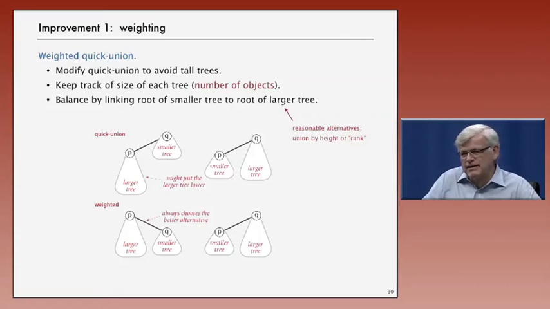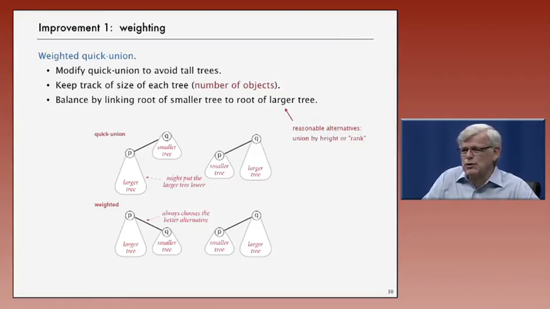algorithms. The idea is to, when implementing the quick union algorithm, take steps to avoid having tall trees. If you've got a large tree and a small tree to combine together, what you want to try to do is avoid putting the large tree lower. That's going to lead to long, tall trees. And there's a relatively easy way to do that.